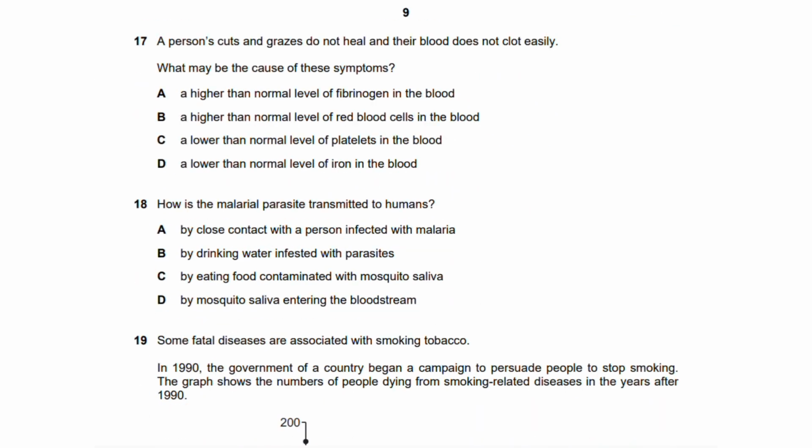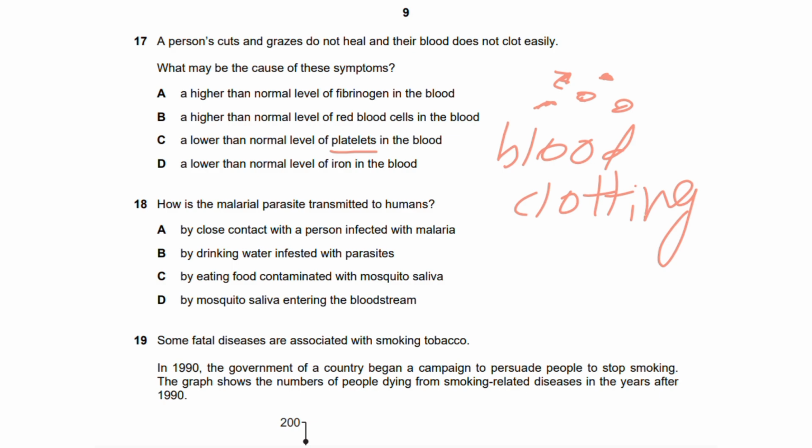Question number 17 states that a person's cuts and grazes do not heal and their blood does not clot easily. What may be the cause of these symptoms? A higher than normal level of fibrinogen, a higher than normal level of red blood cells, a lower than normal level of platelets, and a lower than normal level of iron. So the correct option here is C, because platelets are small cell fragments found in the blood, and their primary function is to stop bleeding by forming blood clots. So let's circle option C.